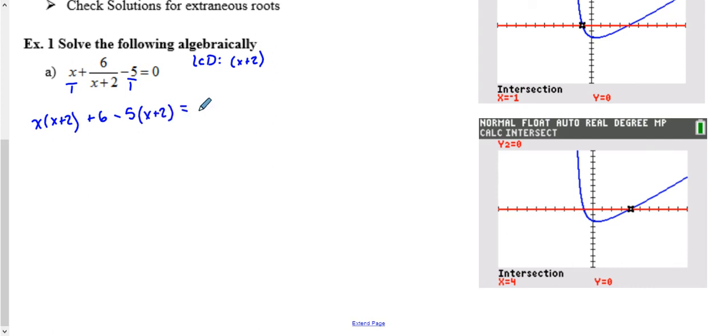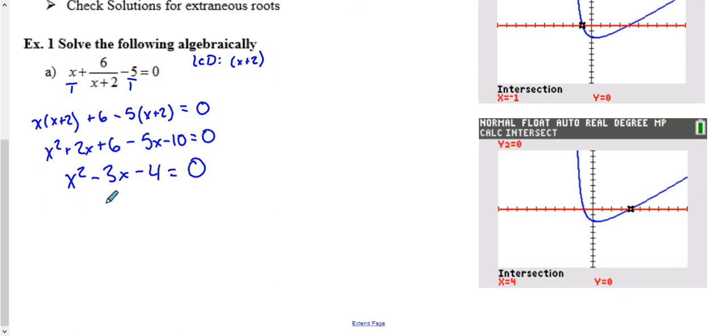And of course, that's going to be equal to 0. And 0 times x plus 2 is still 0, so it doesn't really do anything there. Here I'm going to multiply everything out. So I have x squared plus 2x plus 6 still there in the middle, minus 5x minus 10 equals 0. Simplify, collecting all like terms, we have x squared minus 3x, and we have minus 4 equals 0.